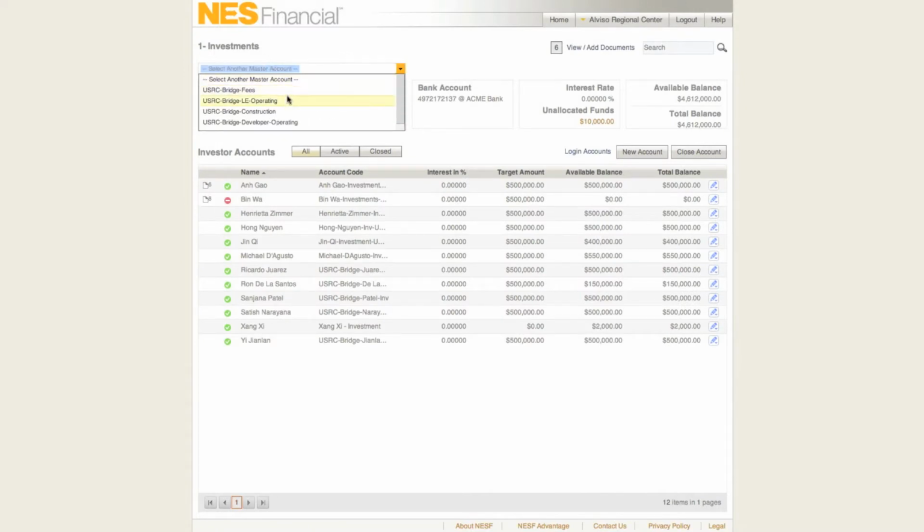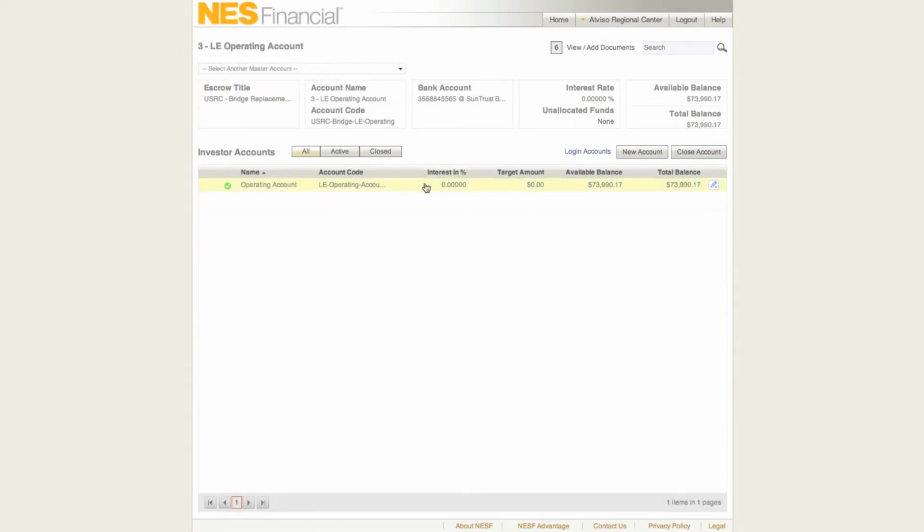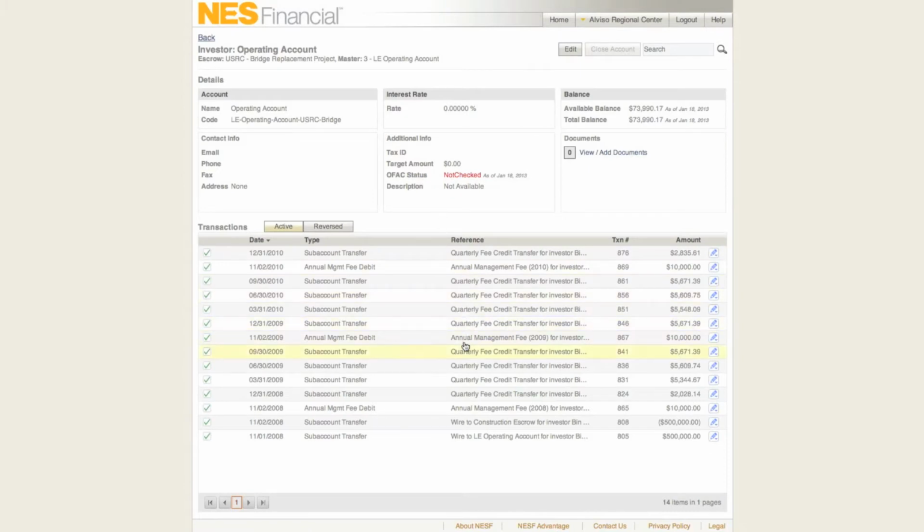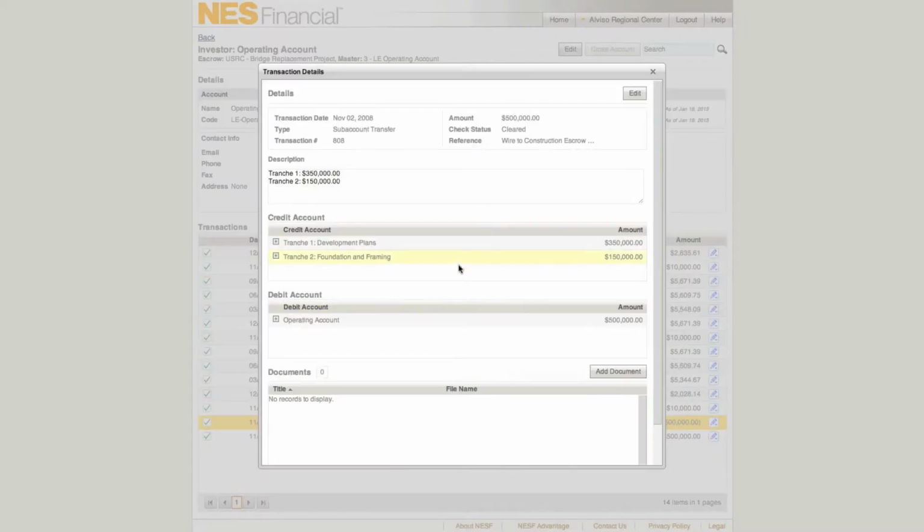So let's take a look at the lending entity's operating account, where in November of 2008 we'll see his investment transfer over to the lending entity for $500,000 and then immediately flow to our construction escrows. We're showing his funds being distributed to two different tranches, $350,000 to the first tranche and $150,000 to the second tranche.